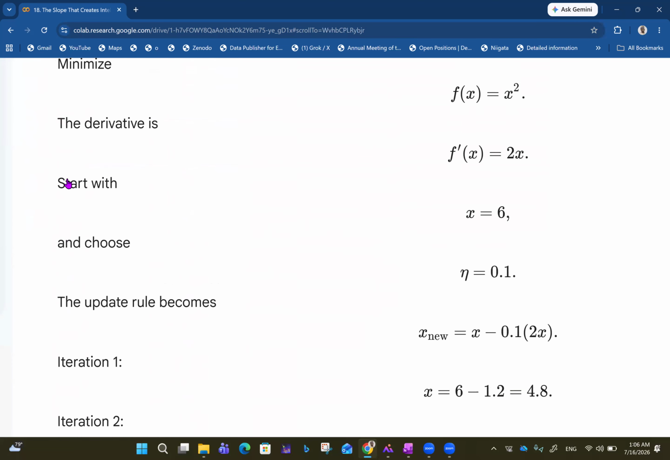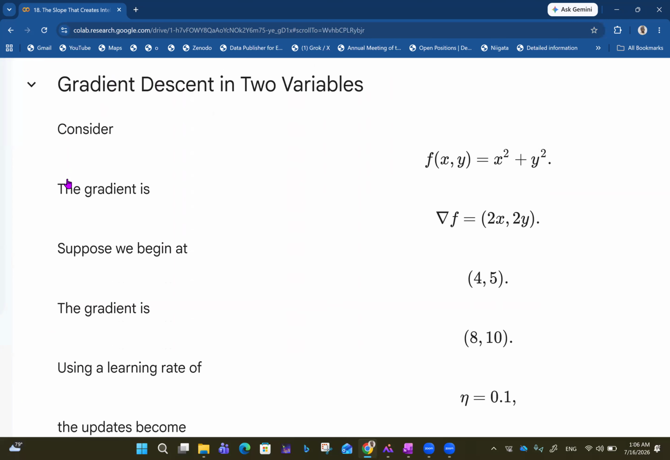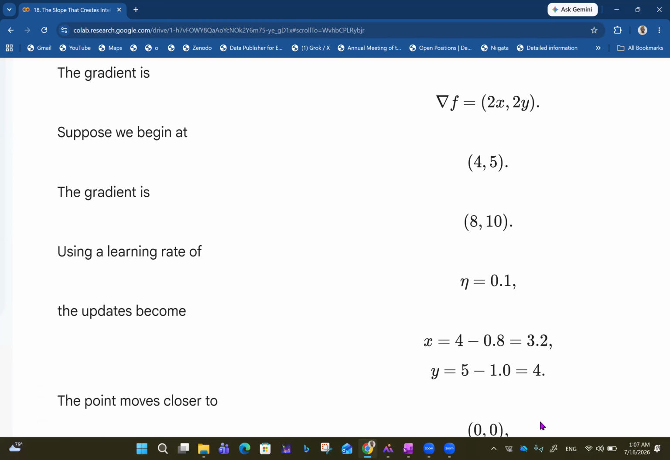Now, having talked about that, we can do gradient descent in 2 variables. What we did up there was for 1 variable. What about 2 variables? Consider f of x comma y, which is x squared plus y squared. The gradient, grad f, is 2x comma 2y, which we know already. Suppose we begin at 4 comma 5. So the gradient will be 2 times 4, 8, and 2 times 5, 10. Using a learning rate eta of 0.1, what do we do?